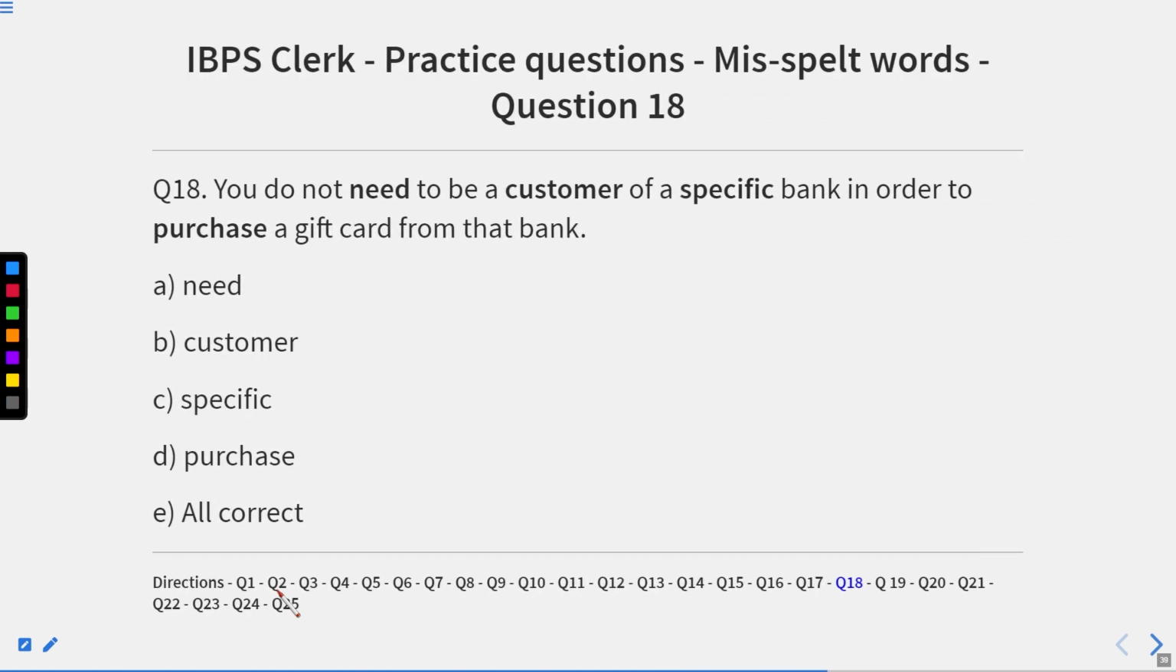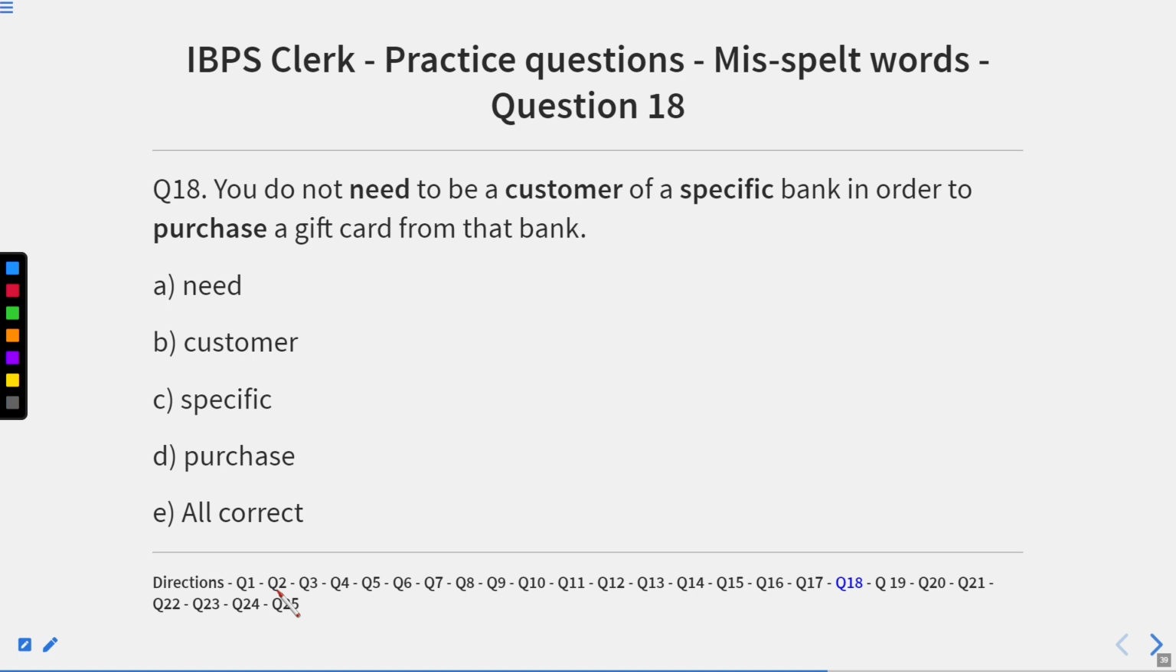That is question number 18. You do not need to be a customer of a specific bank in order to purchase a gift card from that bank. Now, these types of questions are very, very easy and simple. You just have to look for the particular word which is either incorrectly spelled, or inappropriate according to the context of the sentence.